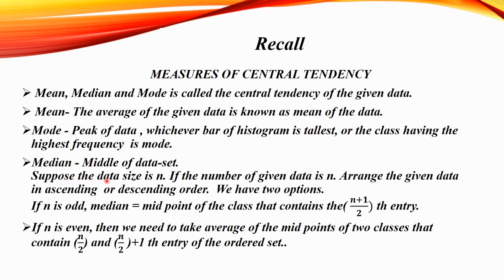Suppose the number of given data is n. Arrange the given data in ascending or descending order. We have two options. If n is odd, the median is the midpoint of the class that contains the (n plus 1)th upon 2th entry. And if n is even, then we need to take the average of the midpoints of two classes, that is the n upon 2th and n upon 2 plus 1th entry of the ordered set.